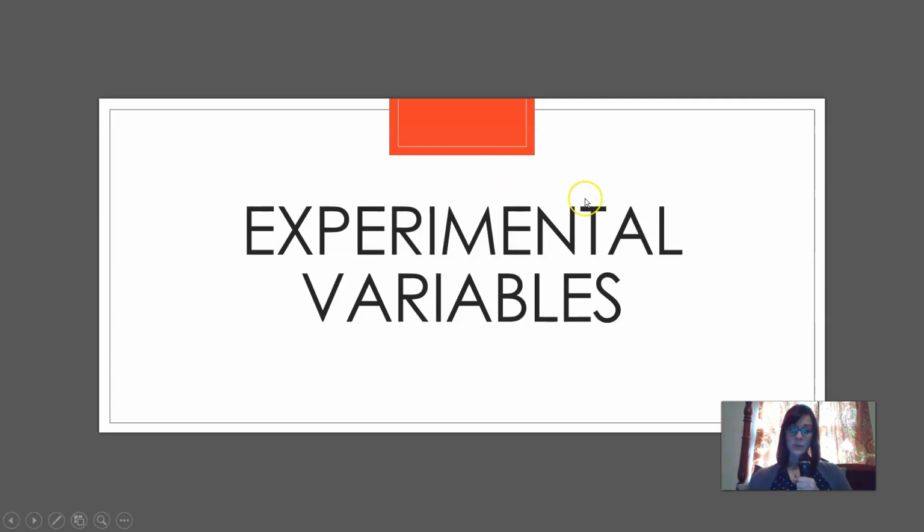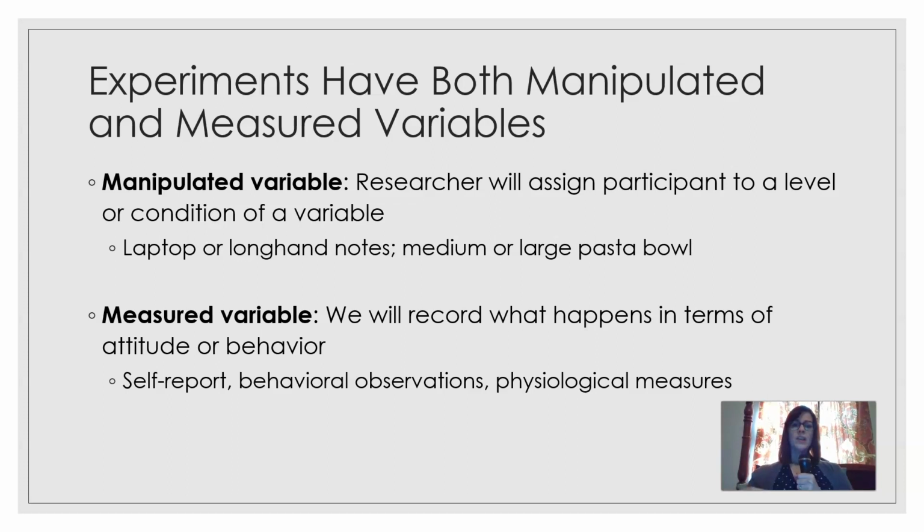So let's now spend some time talking about these different experimental variables. Experiments have both measured and manipulated variables. A manipulated variable occurs when the researchers assign a participant to a level or a particular condition of the variable. So in the manner of taking notes in the Mueller and Oppenheimer study, there are two different levels. You are either taking notes with a laptop or you're taking notes longhand.